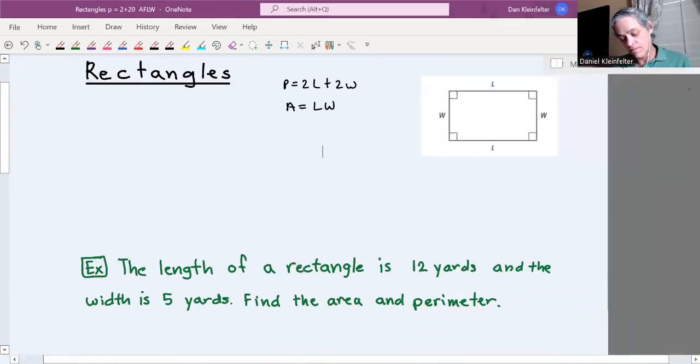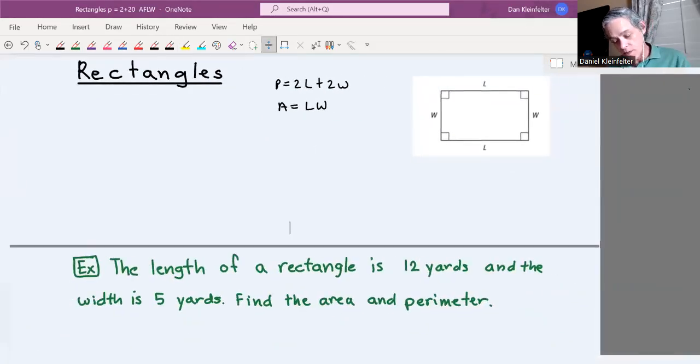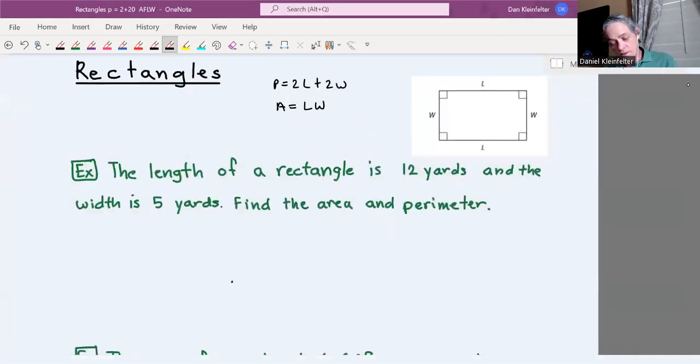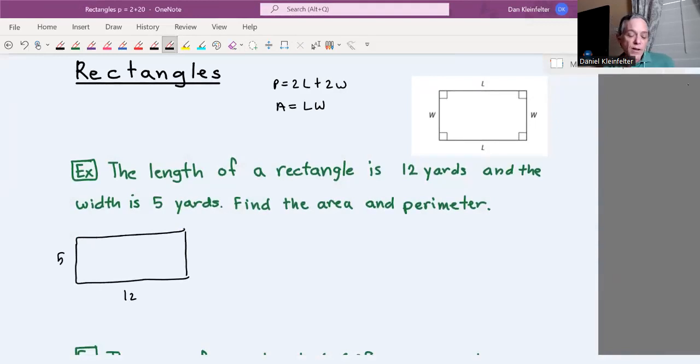So let's see about answering some questions. Here it says the length of a rectangle is 12 yards and the width is 5 yards. We're going to find the area and perimeter. Whenever you're given a problem involving a geometric figure like a rectangle, it's a good idea to make a sketch of it showing the appropriate parts labeled. Here you'll notice that I labeled this 5 and 12, but in my drawing I have 12 as the side to side and the W is up and down.